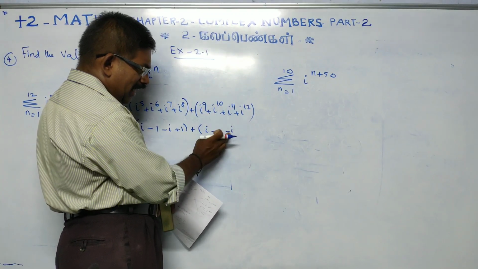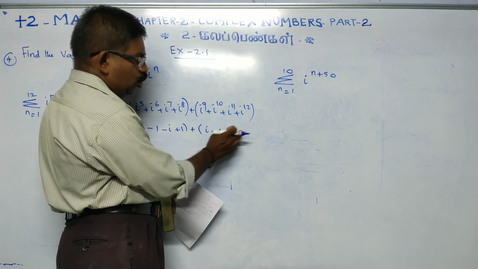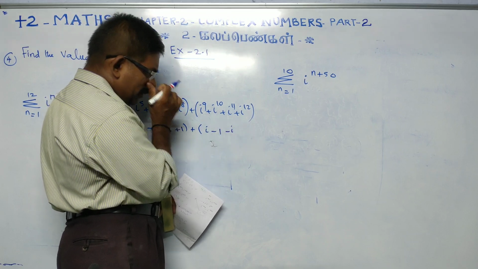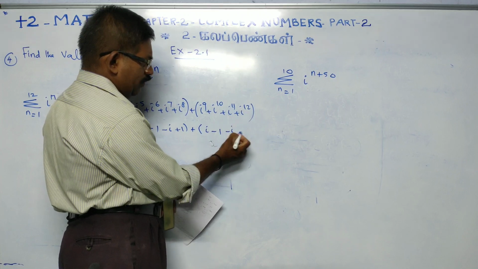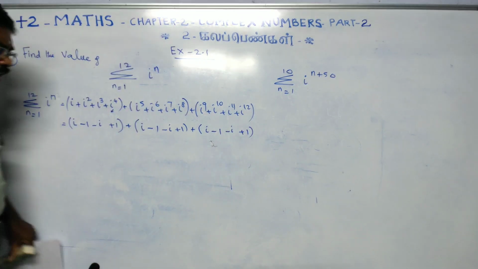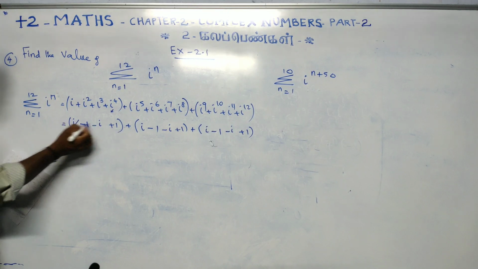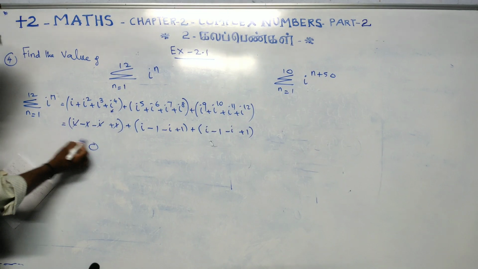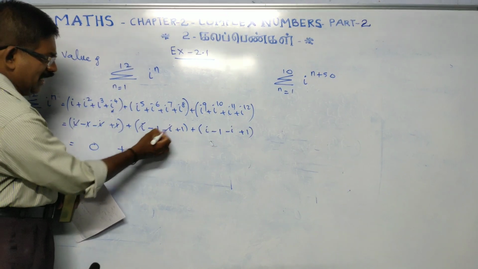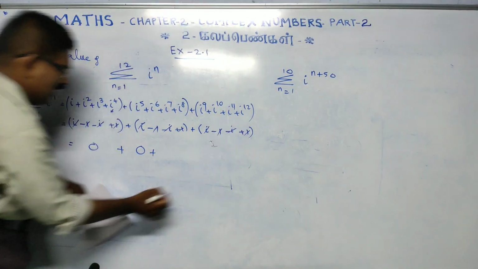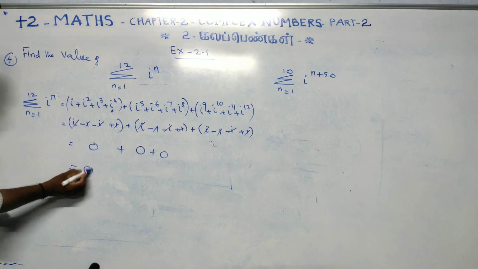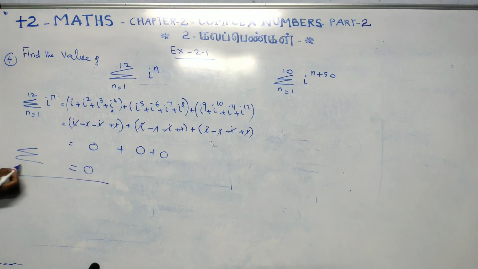I power 11 cancel, -I into I. Multiply, see what happens: -I square. I square value is -1 into +1. Okay, this is the way of getting the value. What is the value? Cancel, cancel, cancel, answer is 0. This value is cancel, cancel, answer is 0. So the value is 0 is the answer.